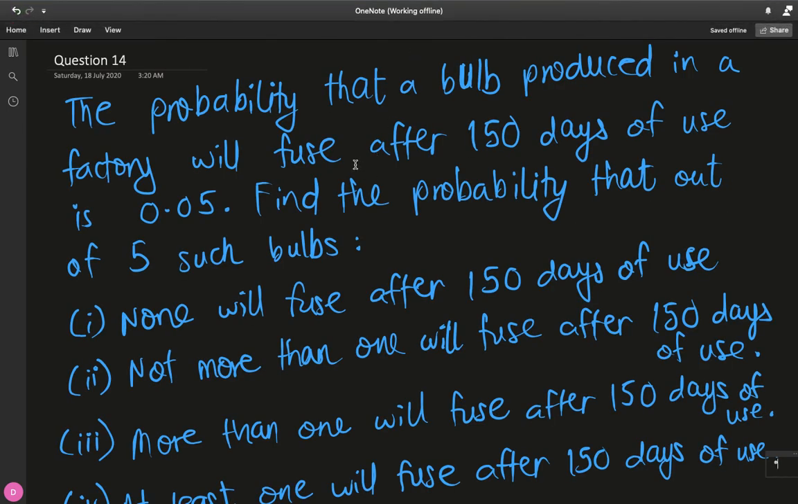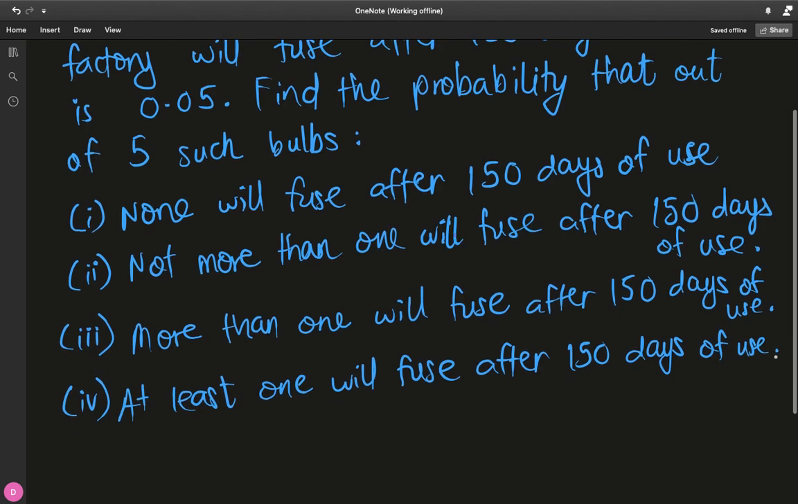Okay, moving on to the last question, question number 14, and oh god, it's a piece of work. I mean, looking at this page, you probably might have guessed this is the longest and the most rewarding question for 6 marks. Anyways, question number 14, here we go, which says the probability that a light bulb produced in a factory will fuse after 150 days of use is 0.05. Find the probability that out of 5 such bulbs, none will fuse after 150 days of use. That's subpart 1. Subpart 2, not more than 1 will fuse after 150 days of use.